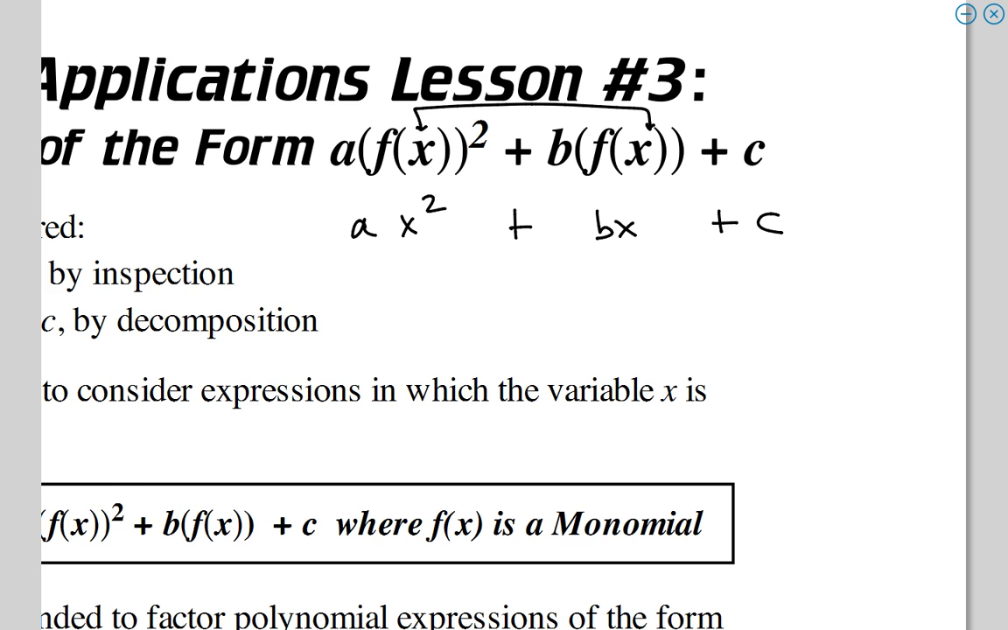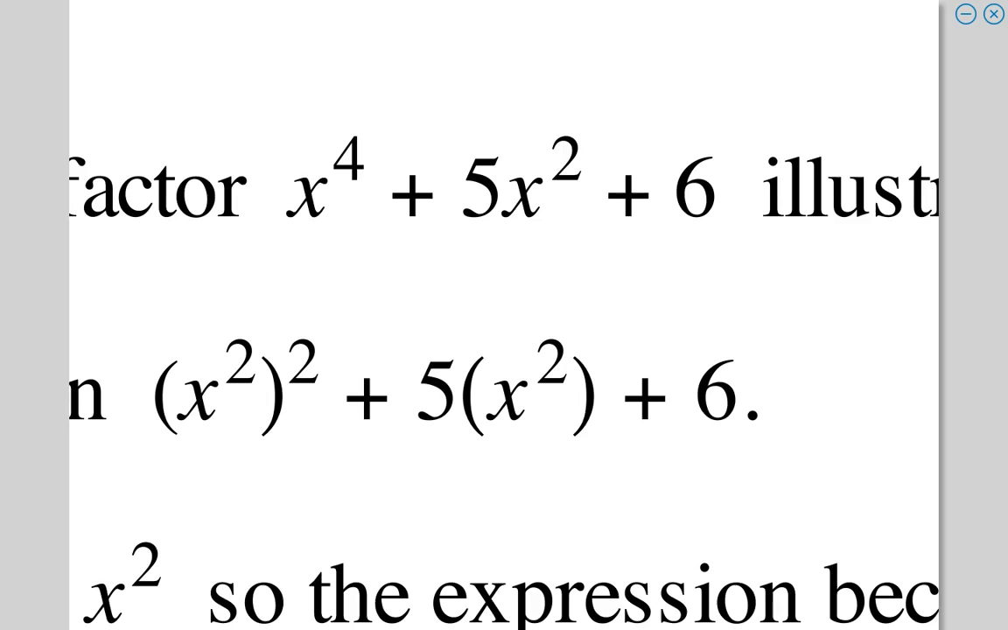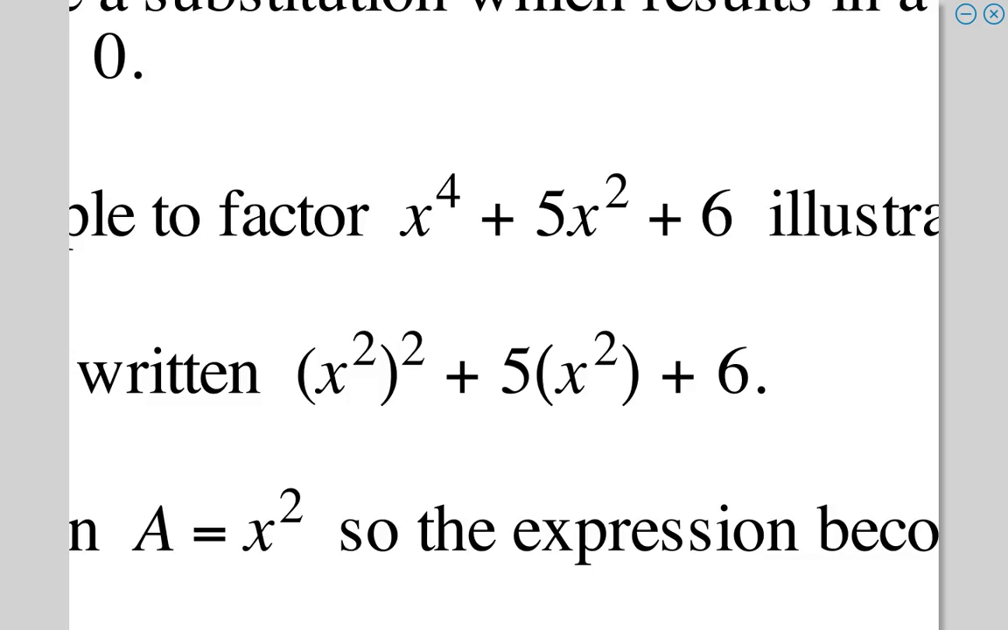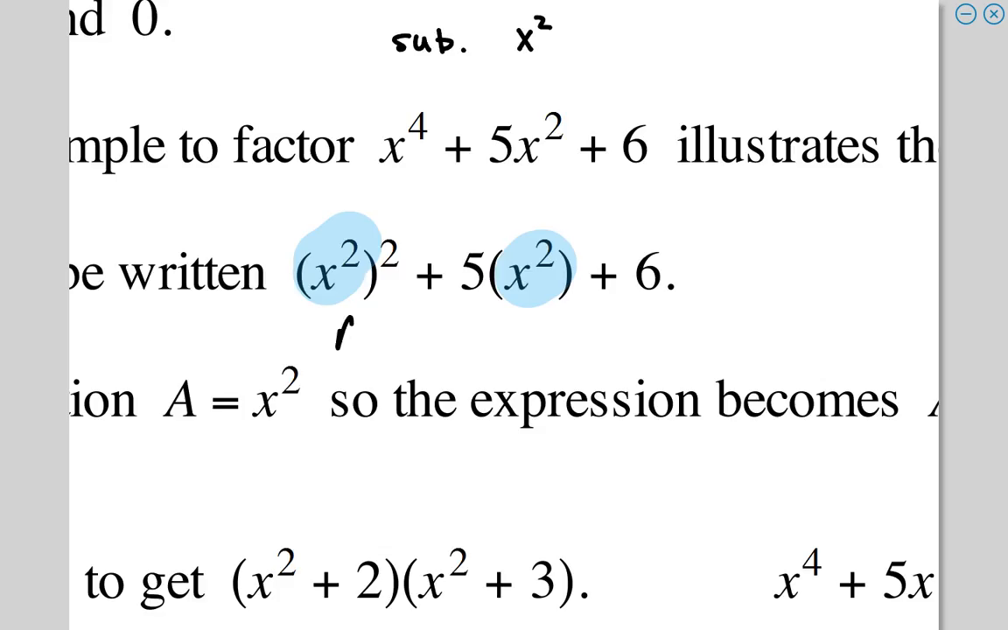Okay, so let's take a look at the first example they give us. Right here is x to the 4, x squared, and 6. So they have to do a little substitution to make it look like the structure we need. So they say, well, substitute in x squared. And you can see they did that there. It's often hard to spot that pattern. And then it just comes down to, if it looked like this, a squared plus 5a plus 6, I'm sure you could do this one no problem.